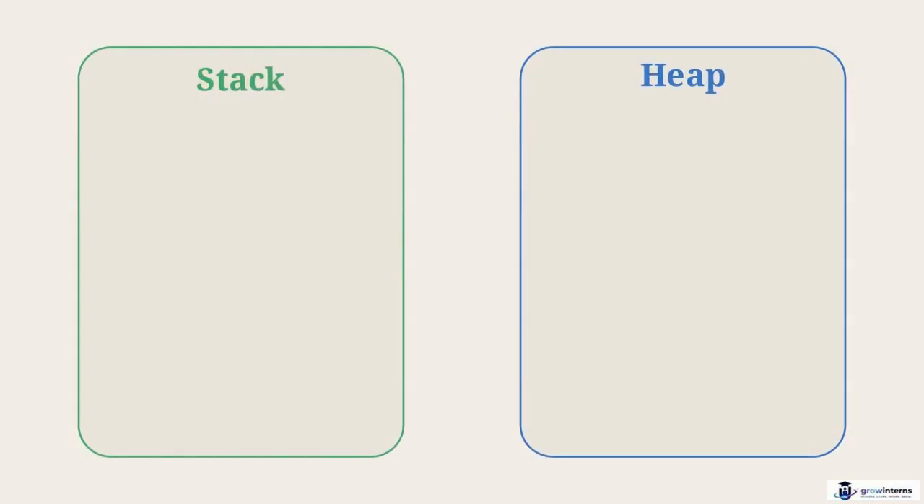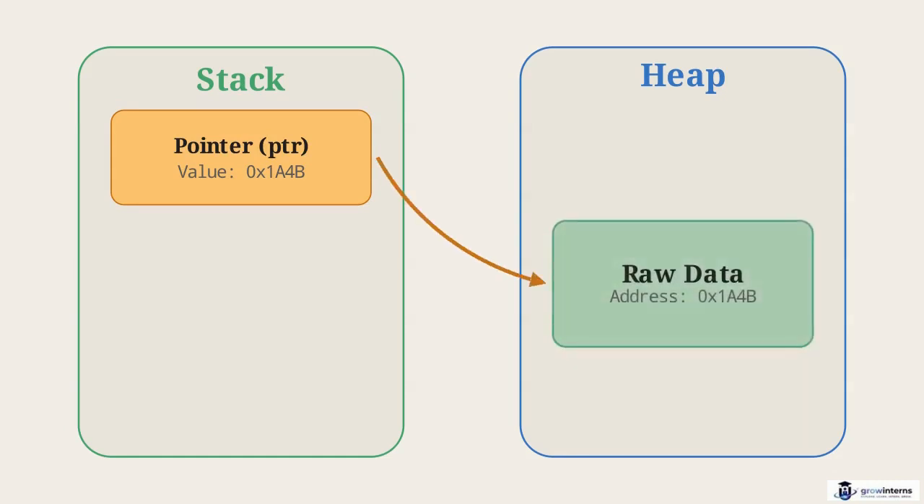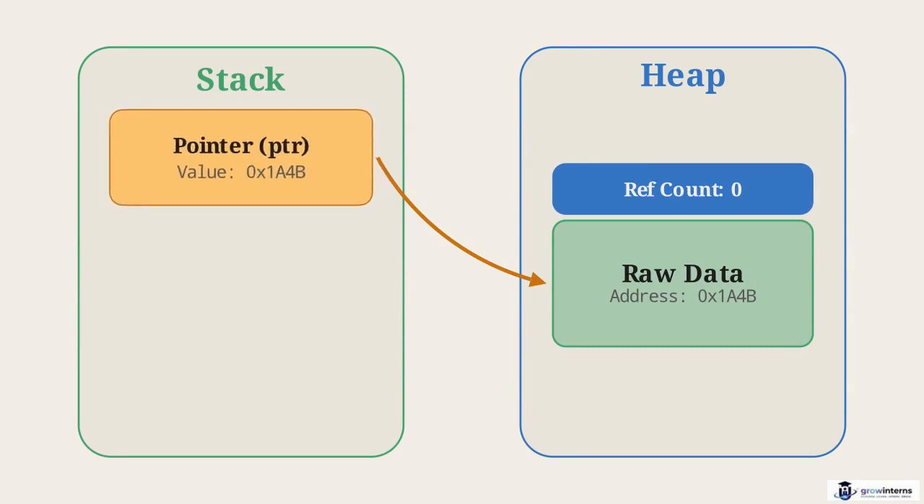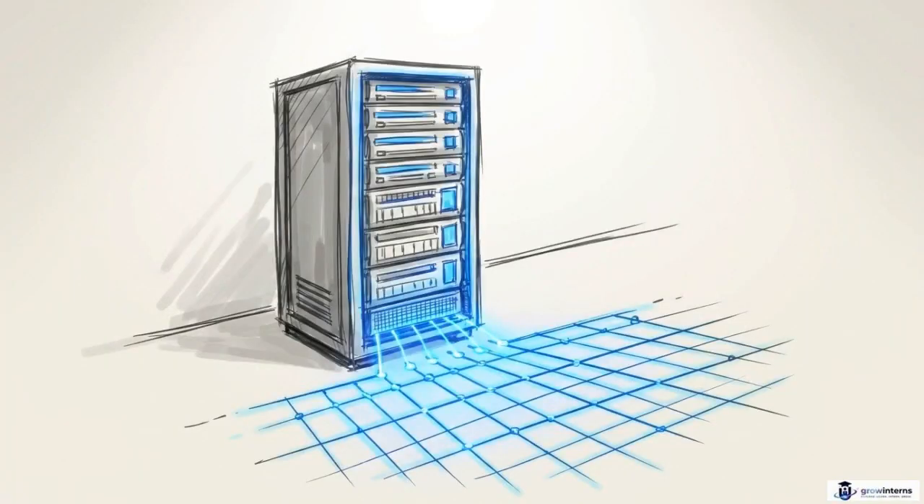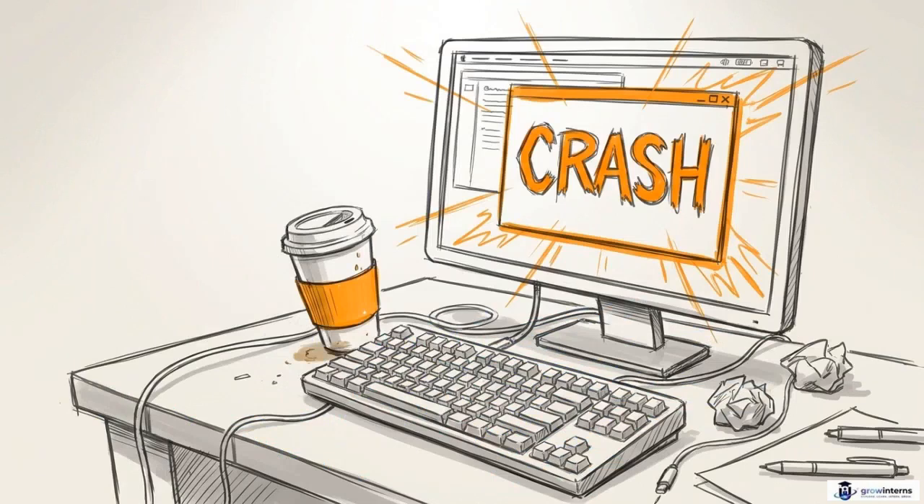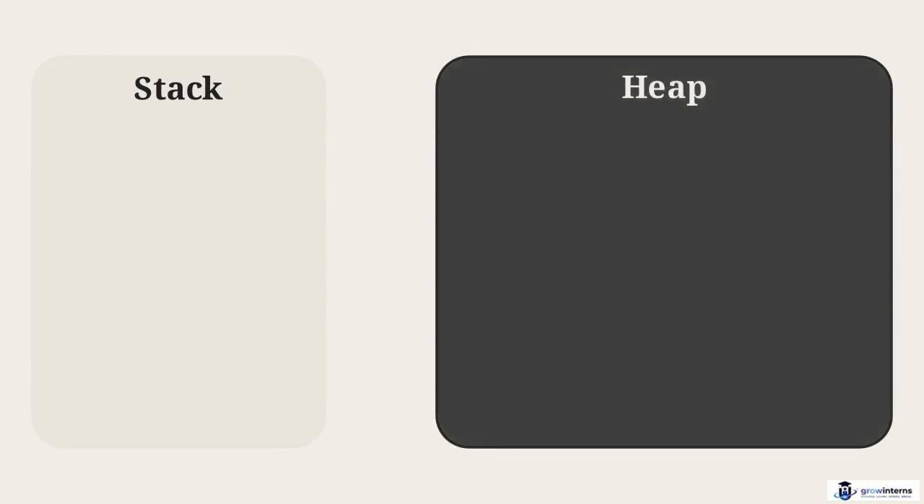Here is our baseline architecture. A pointer variable on the stack holds the address of actual data stored on the heap. For this data to become smart, we need to track exactly how many variables are looking at it. Moving the responsibility of tracking from the developer to the data architecture itself addresses the primary source of memory leaks, human oversight.